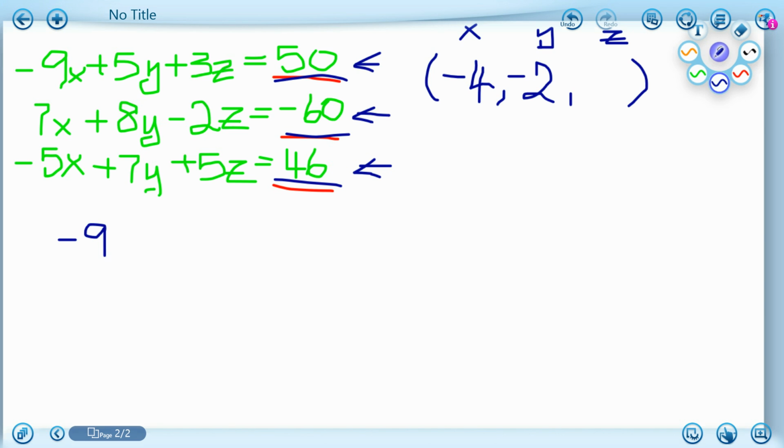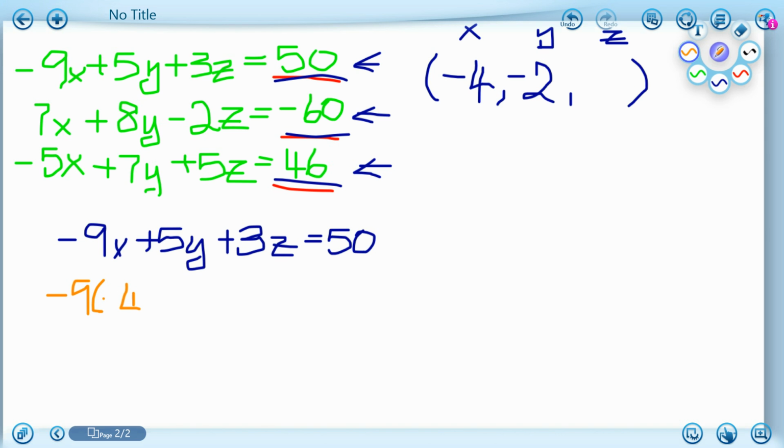I have negative 9x plus 5y plus 3z is equal to 50. All I'm going to do is just plug it in. So I get negative 9 times negative 4. Is that right? Plus 5, ooh, 5 times, maybe I have to write that again. Plus 5 times negative 2. And plus 3z is equal to 50. Work that out.